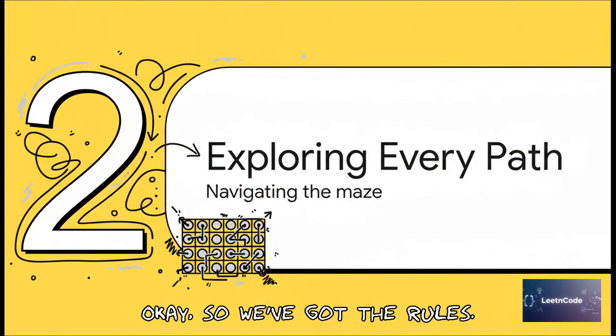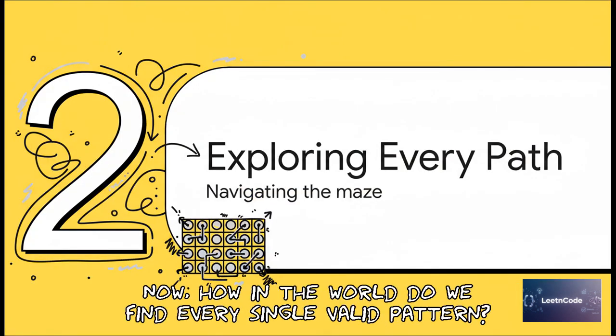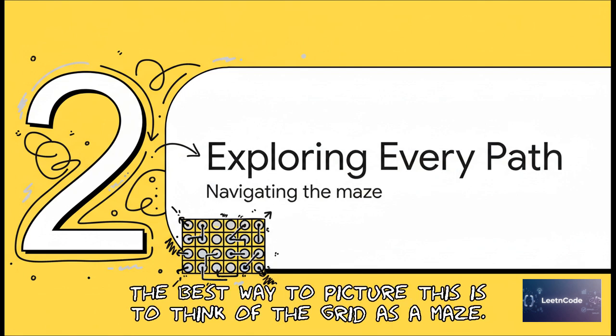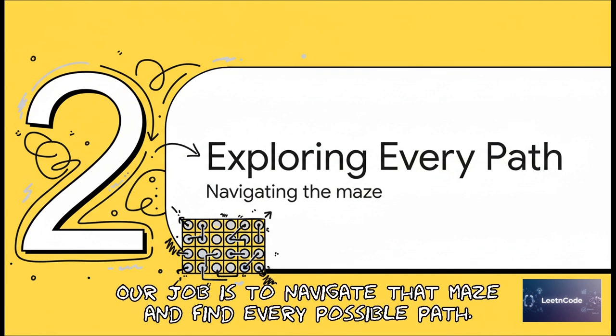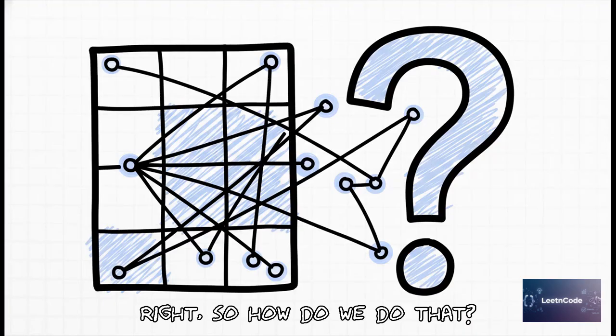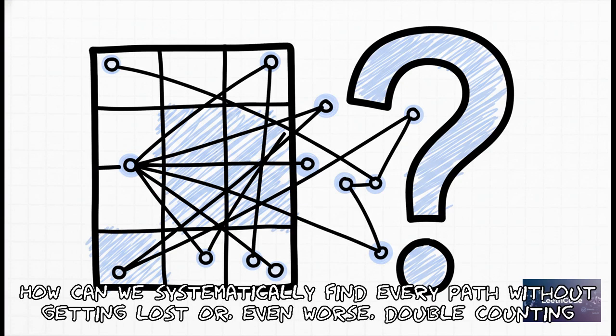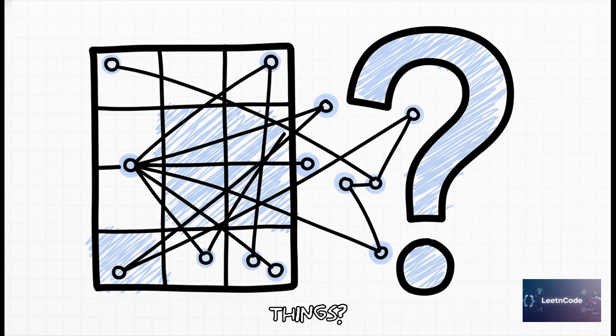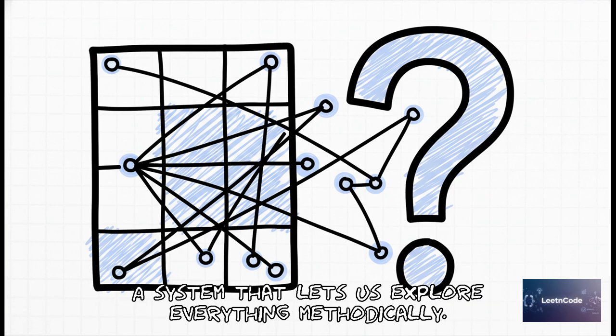Okay, so we've got the rules. Now, how in the world do we find every single valid pattern? The best way to picture this is to think of the grid as a maze. Our job is to navigate that maze and find every possible path. Right, so how do we do that? How can we systematically find every path without getting lost or, even worse, double counting things? We need a solid strategy, a system that lets us explore everything methodically.